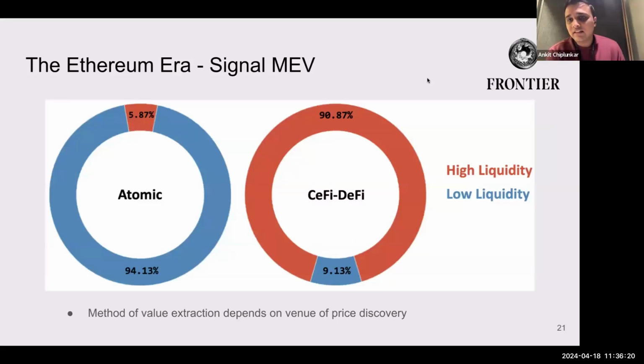Is the question whether there can be price discovery on DEX? Yeah. And just how liquidity correlates with price discovery.